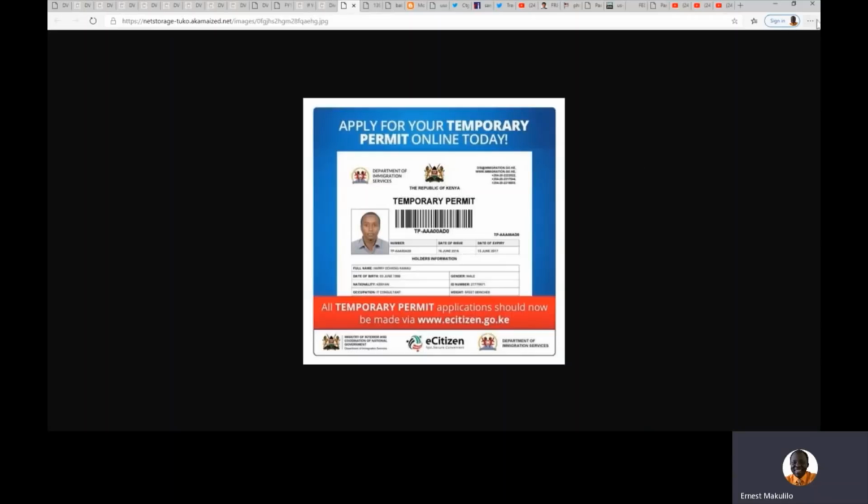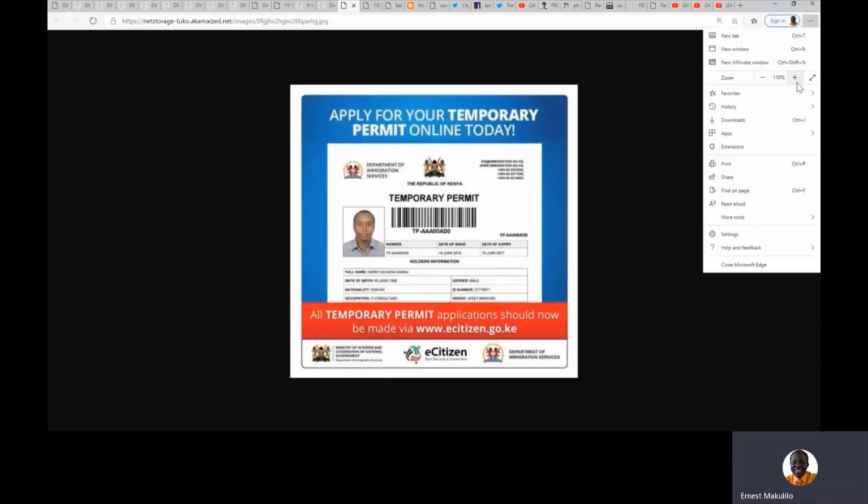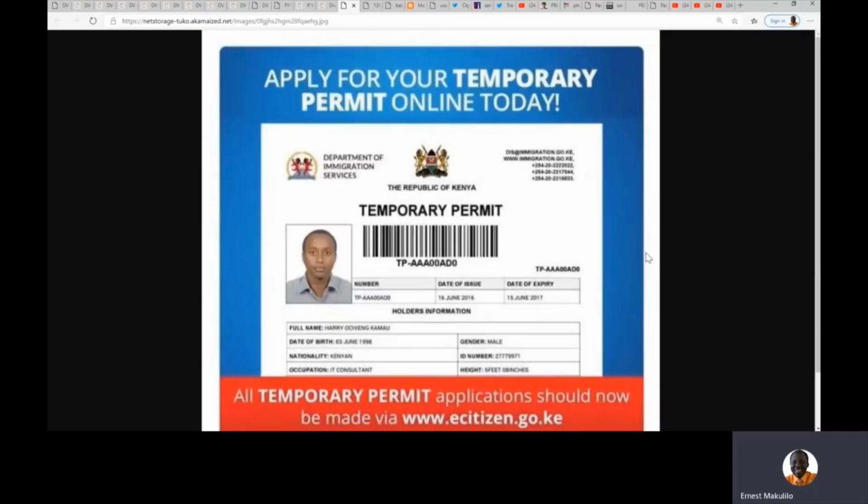Let me zoom in and make this a little bit bigger so you can see it. But when you are writing the passport number for this one, don't use this TP. TP means temporary permit, so don't use this TP. Just write your number from AAA, whatever this number is, that is your passport number.